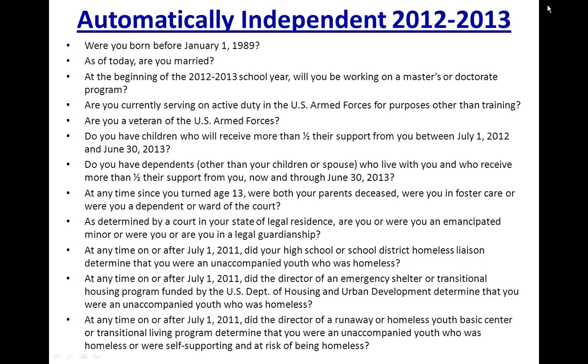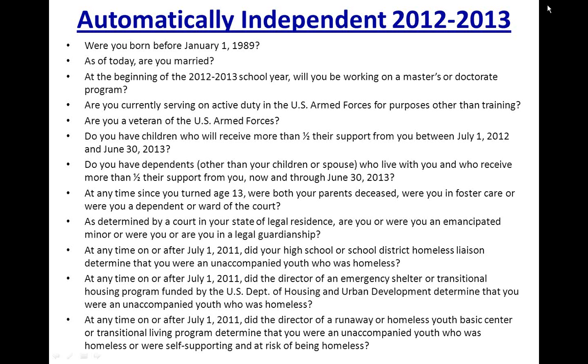As determined by a court in your state of legal residence, are you or were you an emancipated minor, or were you or are you in a legal guardianship? And that is pertaining to someone other than your parents. That is a very common mistake for students to indicate that they have a legal guardian, thinking that it's meaning their parents, but what it really means is a legal guardian other than their parents.